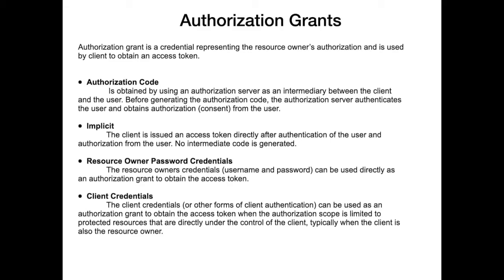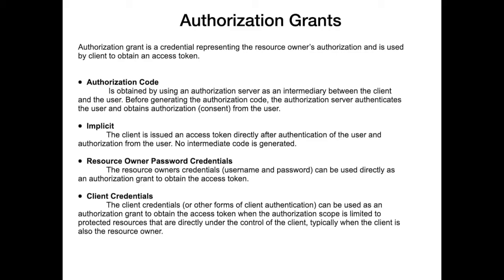The third type of authorization grant is known as the resource owner password credentials. In this, the resource owner's credentials, that is the username and password, can be used directly by the client as an authorization grant to obtain the access token. This type of grant is usually reserved for when there's a high amount of trust between the client and the resource owner.